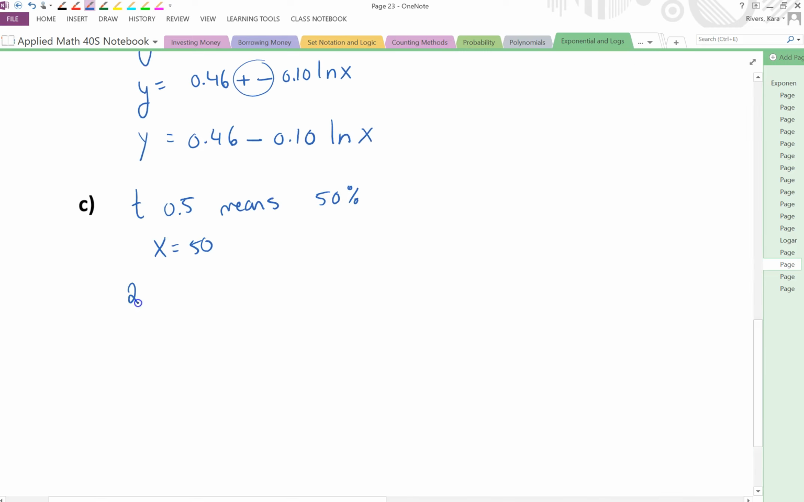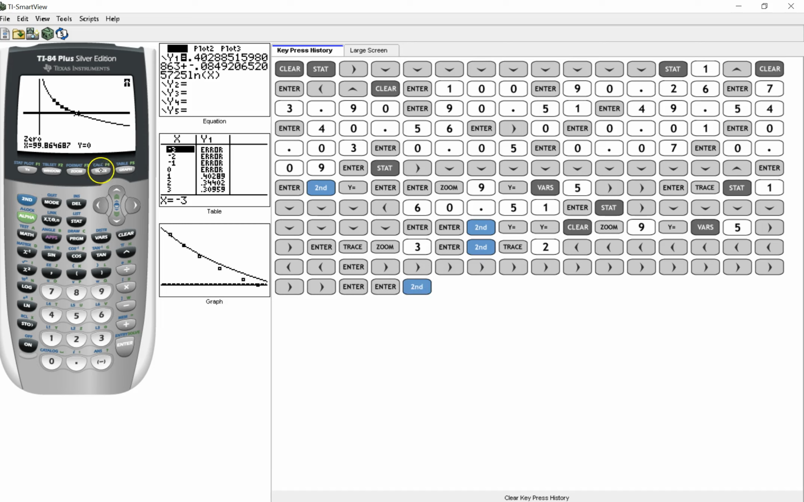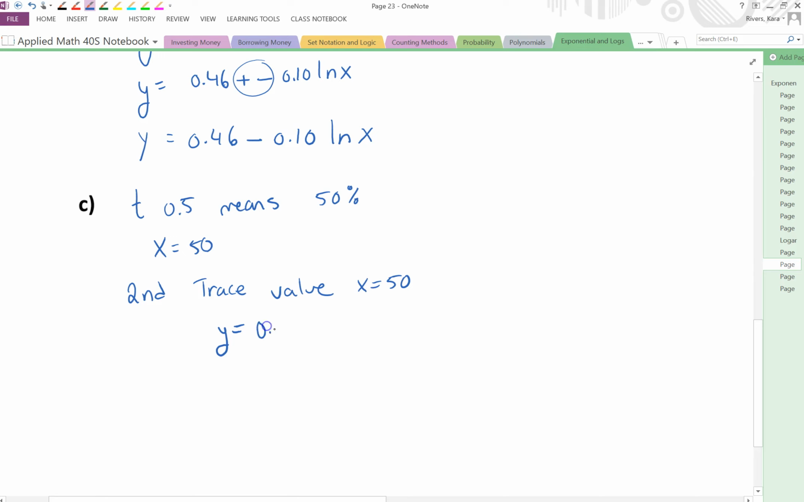So we're going to use second trace value, put in x is equal to 50, and we should get a y. Let's see if we do that. So second trace value, put x in as 50, enter, and we get 0.069. So what does that mean? That means that y would give us 0.07 if we're rounding to the hundredth of a second, because that's what they wanted us to. So it'll be 0.07 seconds. All right, that's it for this example.